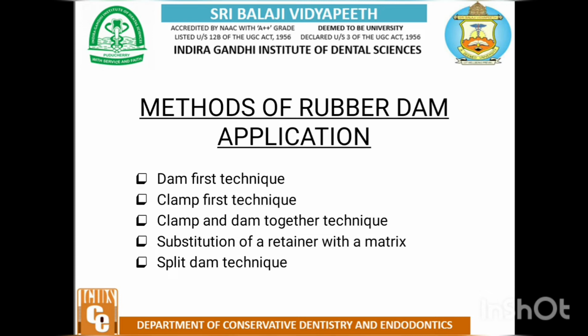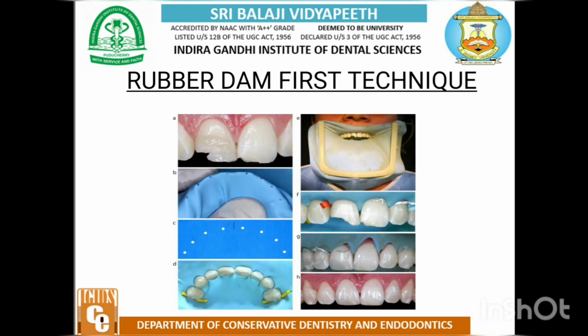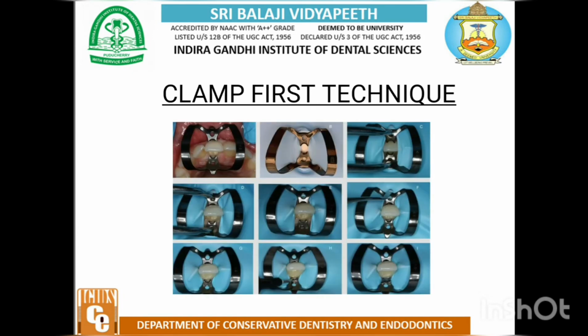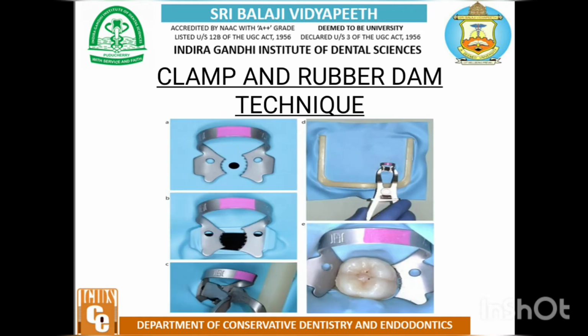Methods of rubber dam application: dam first technique, clamp first technique, clamp and dam together technique, substitution of the retainer with a matrix, split dam technique. In the rubber dam first technique, the rubber dam is placed followed by clamp placement to attain ideal isolation. In the clamp first technique, the clamp is placed along with the rubber dam onto the tooth. In the clamp and rubber dam technique, the clamp placement is done followed by the rubber dam placement to attain isolation.